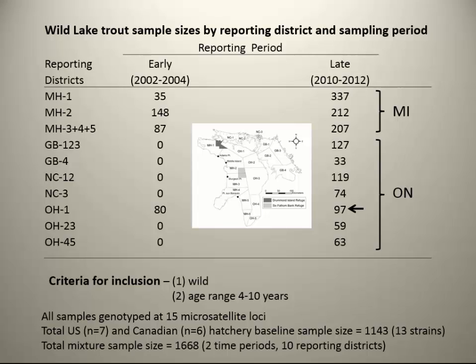All these samples were genotyped at 15 loci, and so between Wendy Lee Stott's lab and my lab, this represented over 1,100 strains, and what we have is the first joint US-Canada standardized database for lake trout for those loci, and we genotyped almost 1,700 wild individuals to use for the analysis. And so here are the sample sizes for the US reporting districts and for the Ontario. Unfortunately, while we had representation in both time periods for these three different groups, we only had OM1 represented for Ontario.